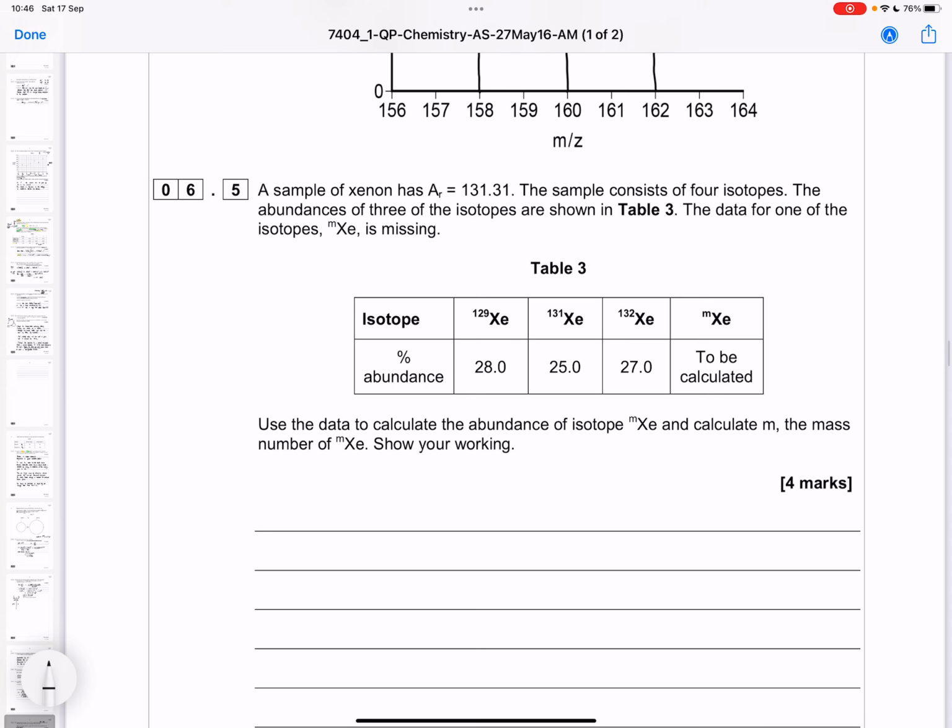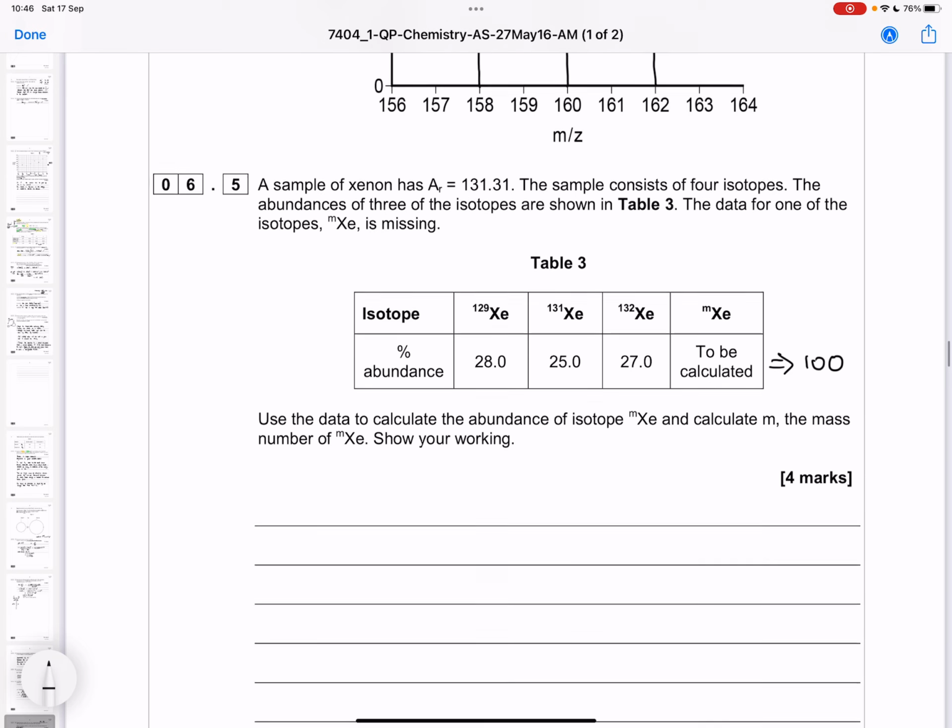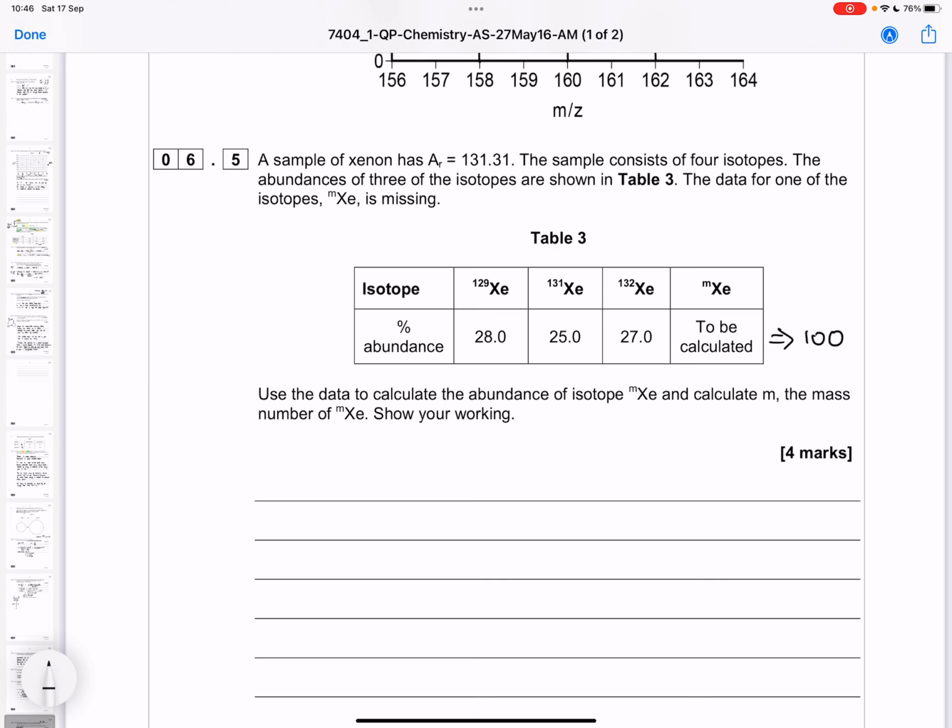A sample of xenon with an Ar of 131.31 consists of four isotopes. The abundance of three isotopes are shown in table 3. The data for one of the isotopes is missing, so we don't know the mass, M, or the abundance. Well, the first thing we can do is calculate the abundance, because what we know is that the total of the abundance must add up to 100. So let's first of all calculate the abundance. So 100 minus 28 minus 25 minus 27 is going to leave us with what we've got for the final isotope. So if you type that into your calculator, you'll find that you've got 20% left.